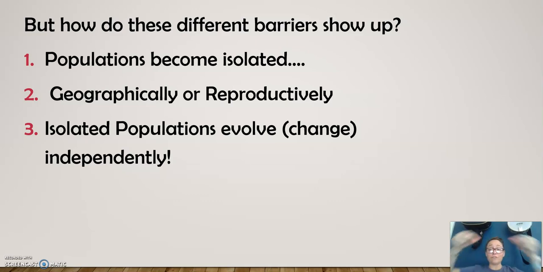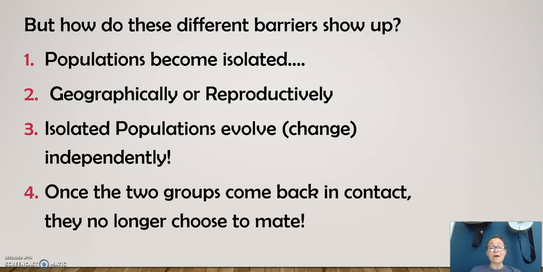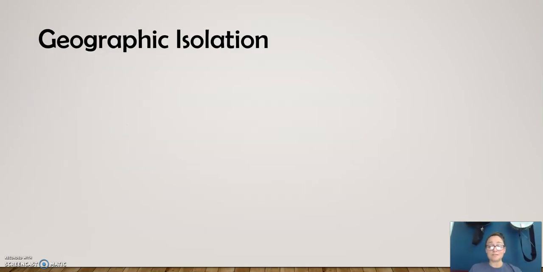There's no gene flow between these groups. If there was gene flow, that means that they would be still mating together, but we've removed gene flow, so they're isolated reproductively or geographically or both. And with that, as they evolve independently and they go through their own changes, when they come back into contact, and if they no longer choose to mate, then they're considered to be 2 separate species.